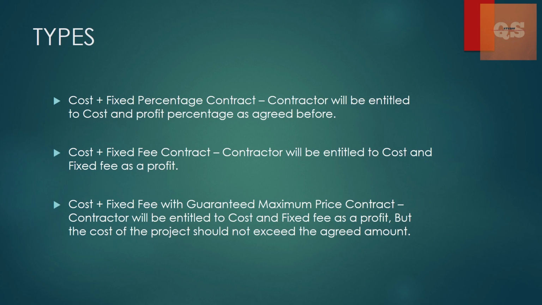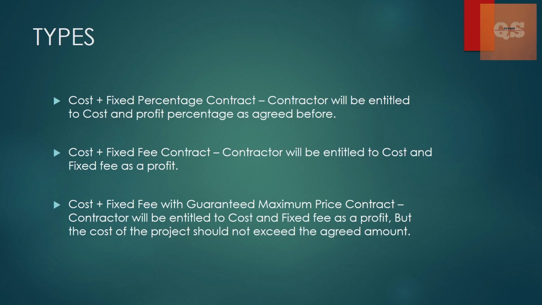So the contractor will be entitled to the cost and a fixed fee as profit, but the cost of the project should not exceed the agreed amount. Before starting the project itself, the client will let the contractor know that they need this completed within this cost. If you complete it within this cost, then a fixed fee on top of this cost will be provided. So here again, it's kind of a risk for the contractor to complete that specific work because they have no idea what design changes or what type of execution of the work needs to be done.